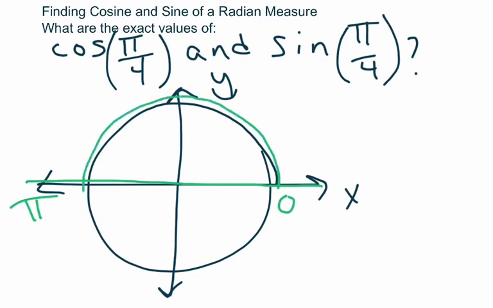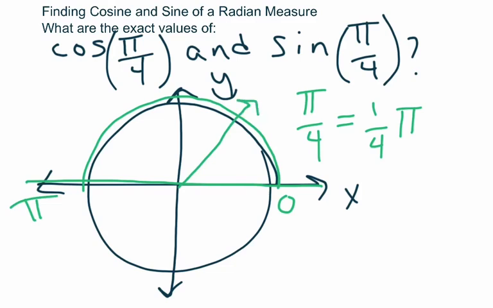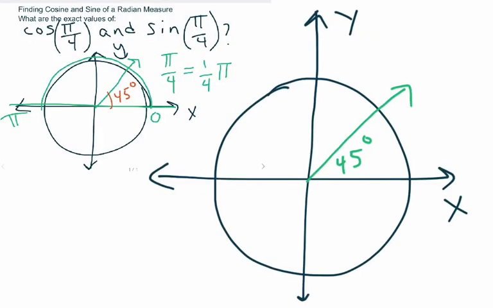Now if I have pi over 4, that's equal to 1/4 pi. 1/4 of 180 degrees equals 45. So this is a 45-degree angle. To help us find the sine and cosine of a 45-degree angle, we need to form a 45-45-90 triangle. So here our angle is 45 degrees.